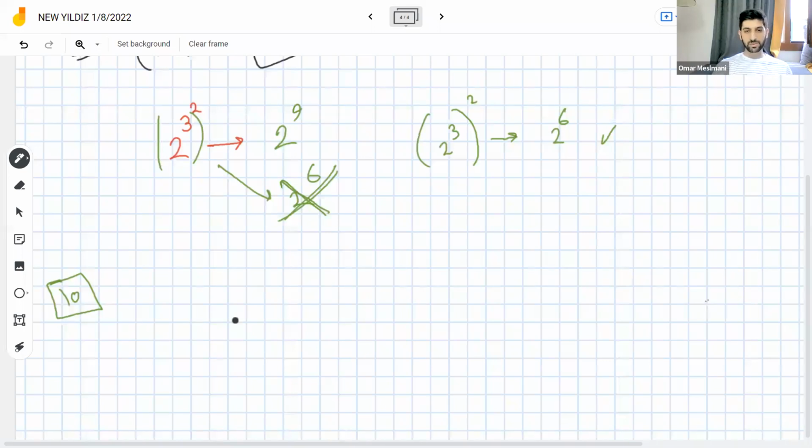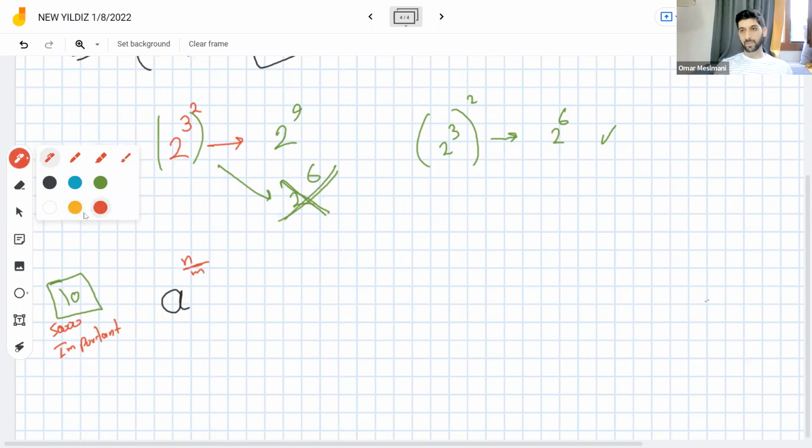Okay, so now rule number 10. What is rule number 10? It is this. If you have a base, and right now the power is a fraction. This is so important. By the way, this is what we call the relationship between exponents and radicals.